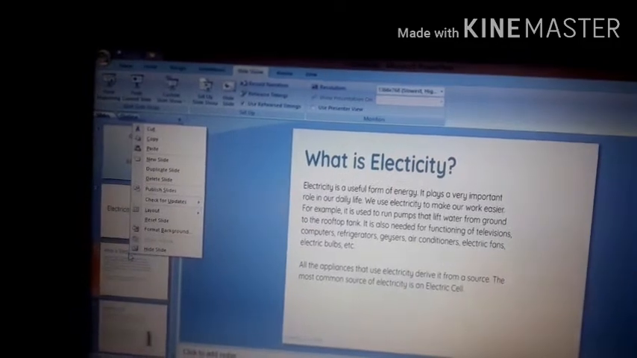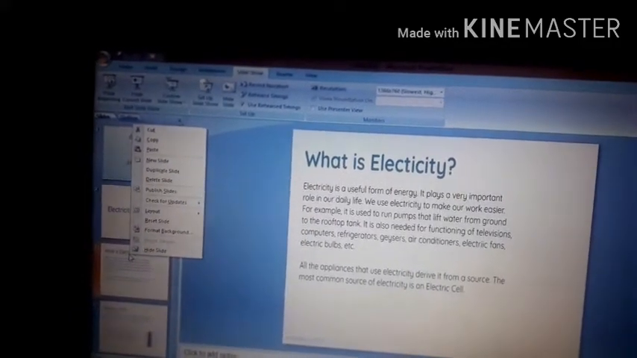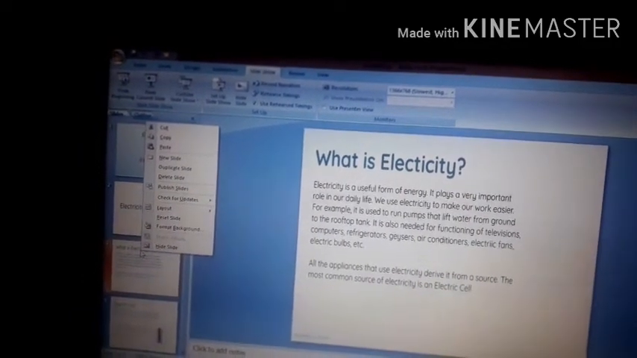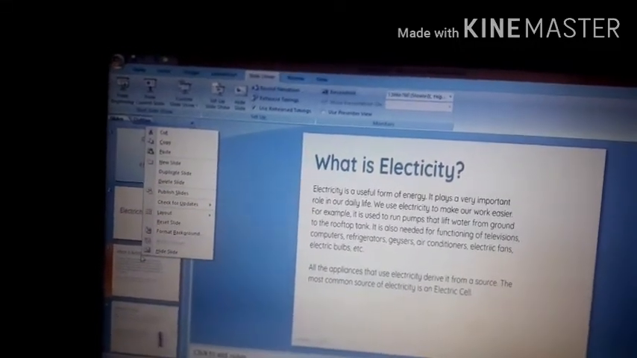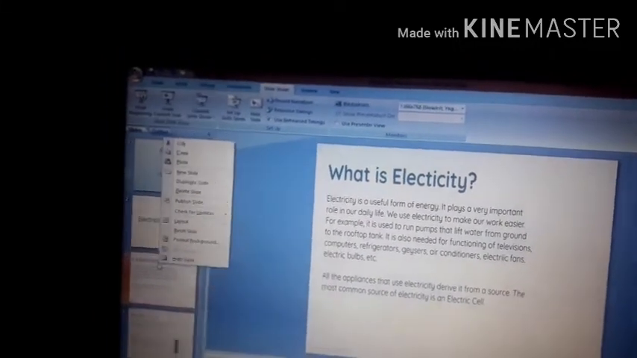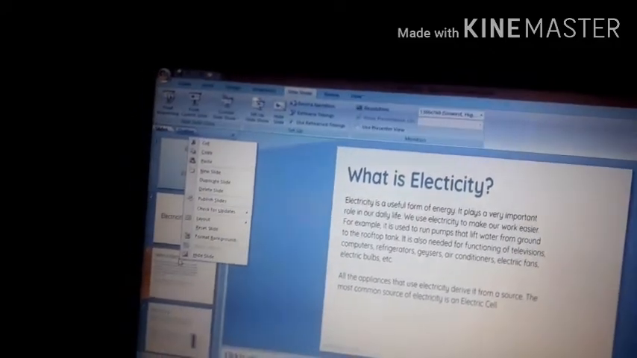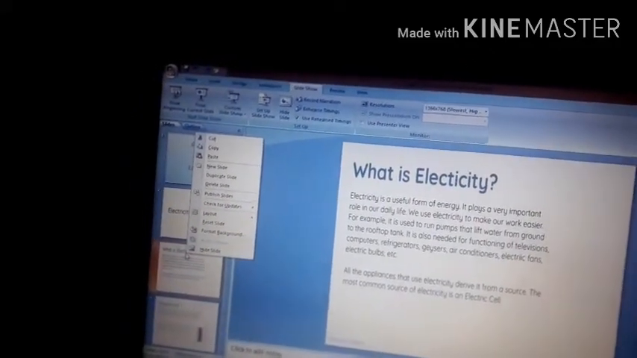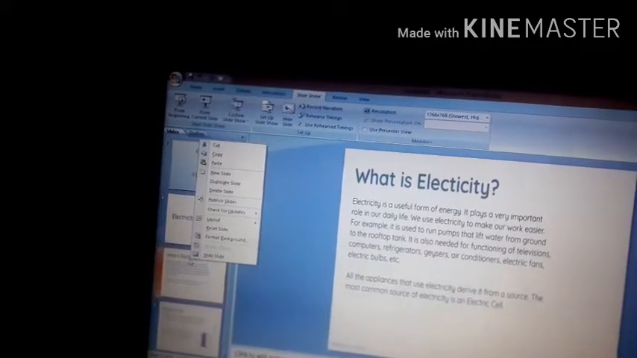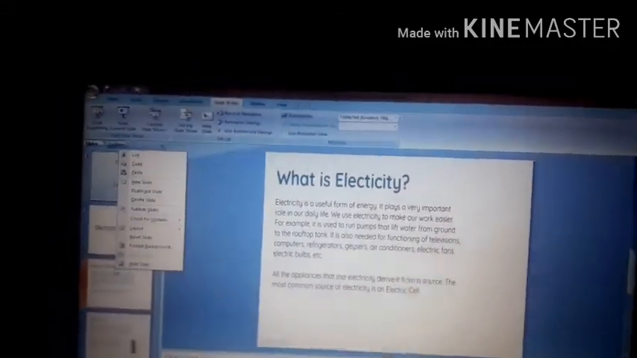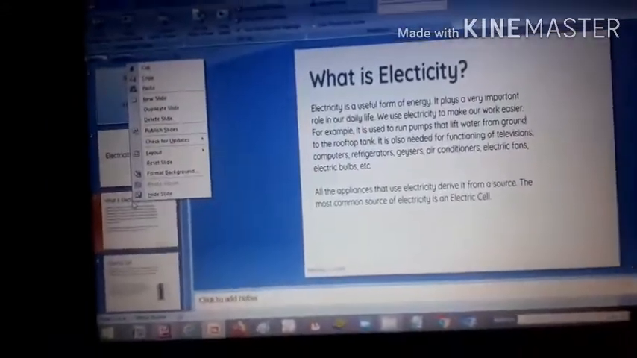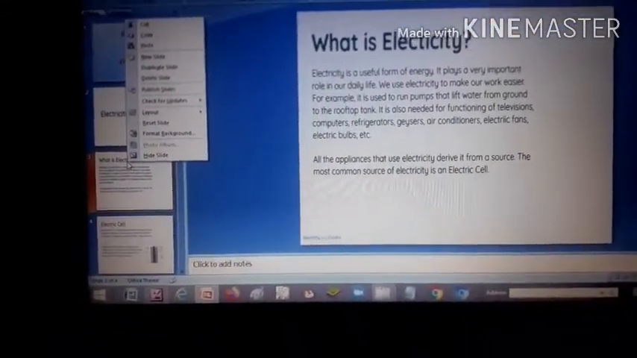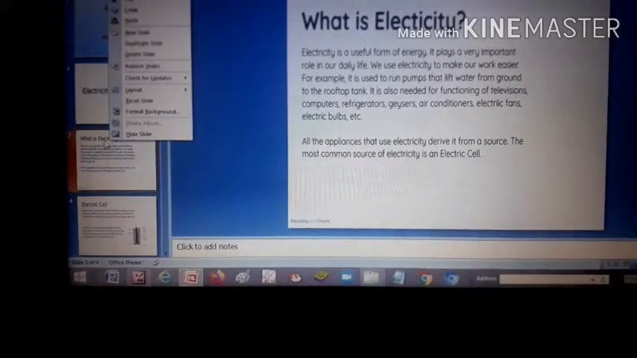Sometimes we use a torch to see at night. When we switch on the torch, the bulb glows. Then, how does this bulb glow? The torch has a cell in it, which makes the bulb glow. So, for having electricity, a source is needed, and this source is called an electric cell.